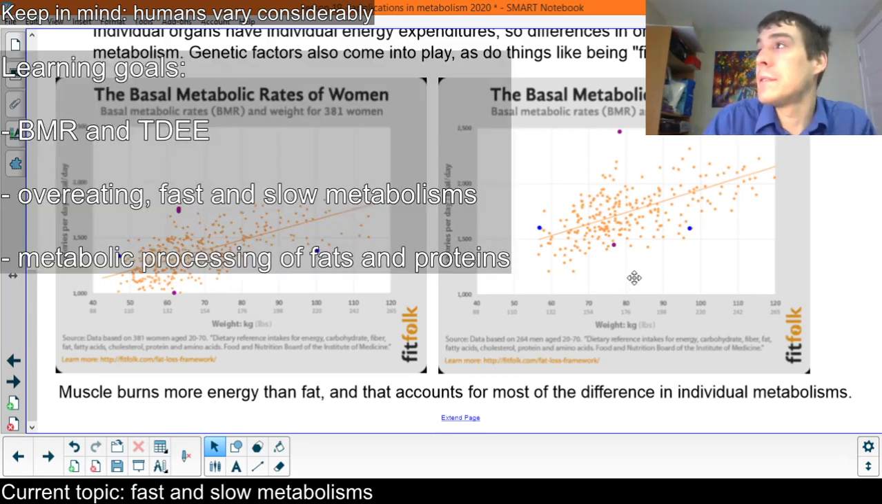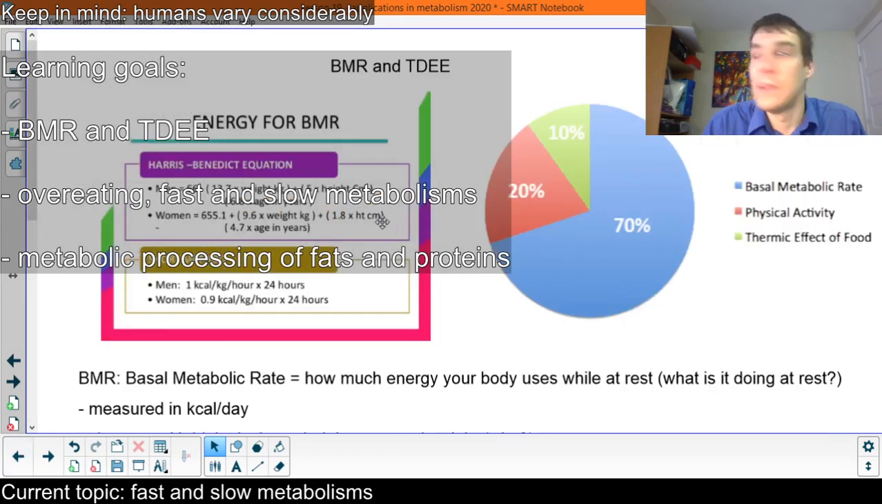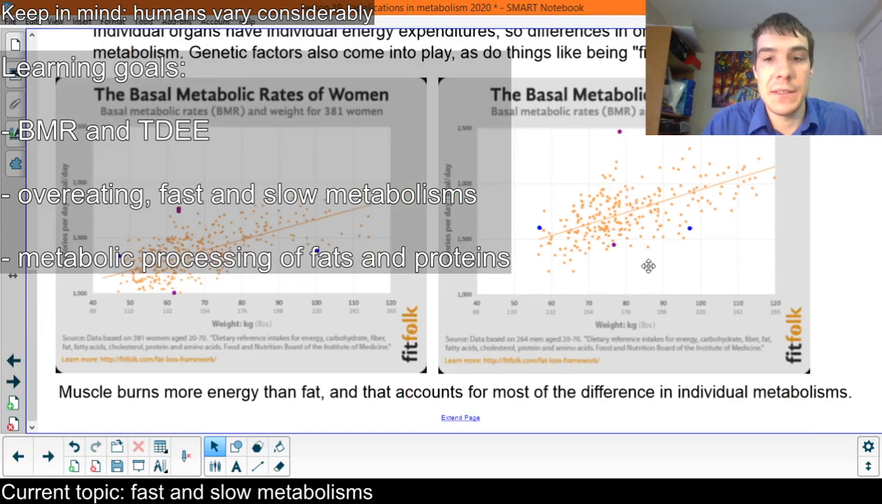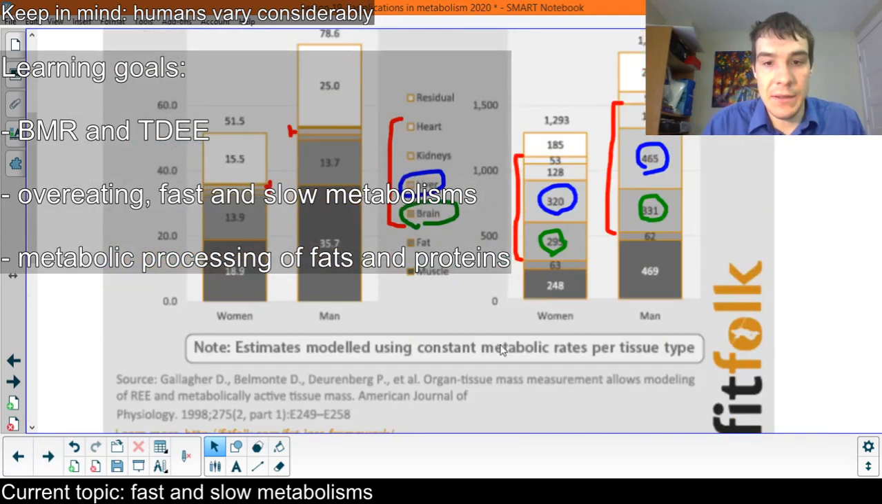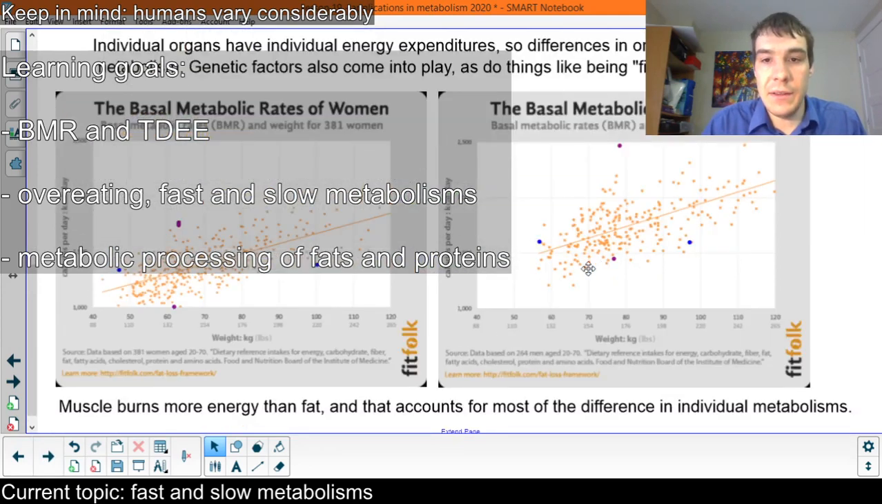Let's jump back to learning goals. We've talked about fast and slow metabolisms and how this can contribute to overeating. If you eat more than your total daily energy expenditure, you're going to gain weight. But as you see here, those formulas on the previous page are not the end-all and be-all of basal metabolic rate, because if these formulas were 100% accurate, this would be a much tighter spread. It would only be based on age.